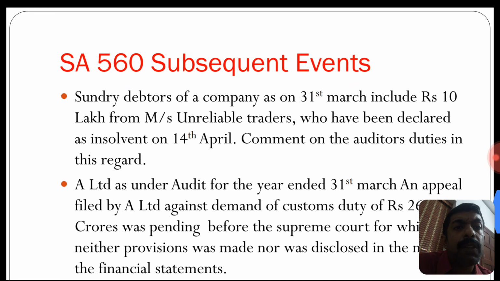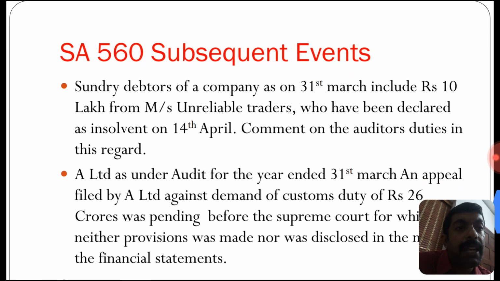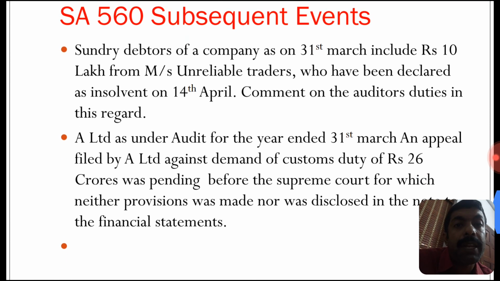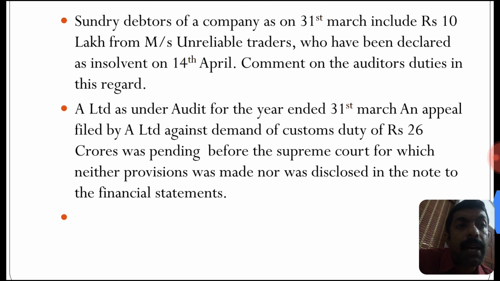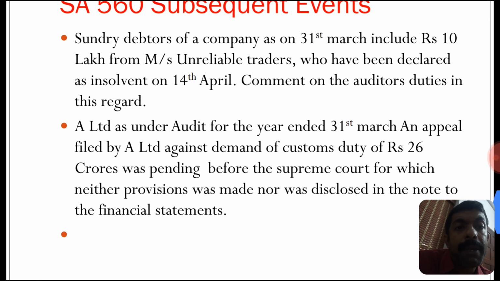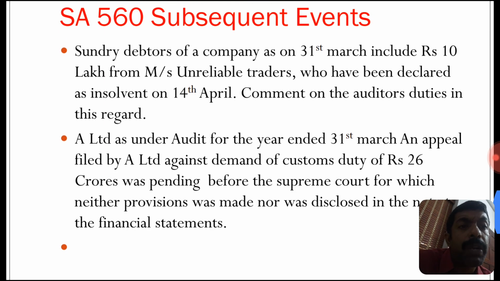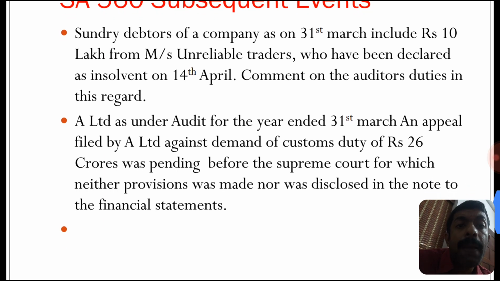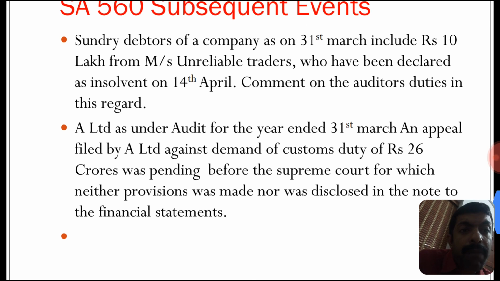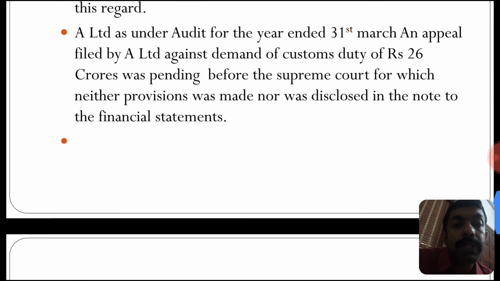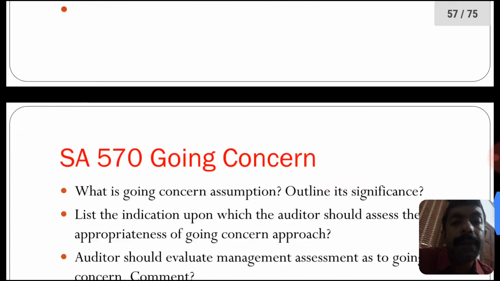Sundry debtors of a company as on 31st March included rupees 10 lakh from unreliable traders who have been declared insolvent as on 14 April. Comment on the auditor's duty in this regard. A Limited is under audit for the year ended 31st March. An appeal filed by A Limited against a demand of customs duty of rupees 25 crores is pending before the Supreme Court, for which neither provision was made nor disclosed in the notes to the financial statements.